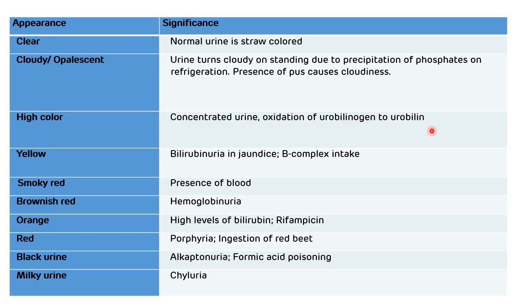If the urine color is yellow, then it is due to the excretion of bilirubin, which occurs in jaundice, and due to B complex intake. If urine appearance is smoky red, then it is due to the presence of blood.